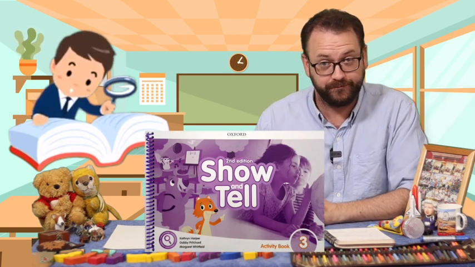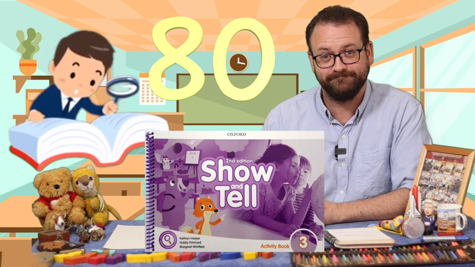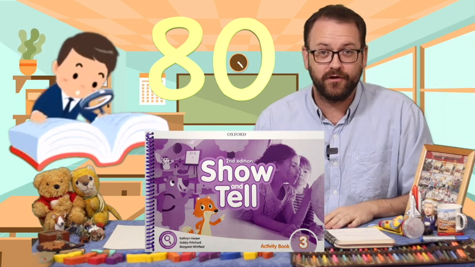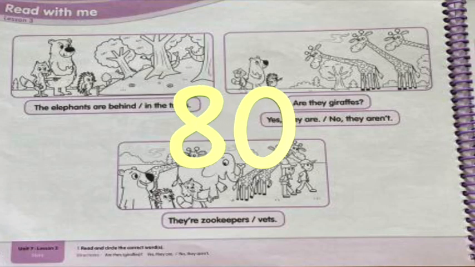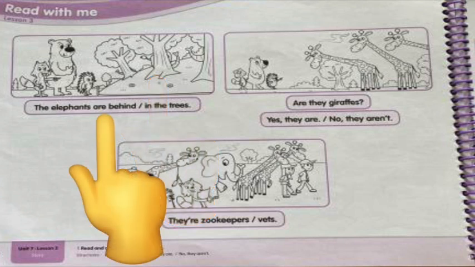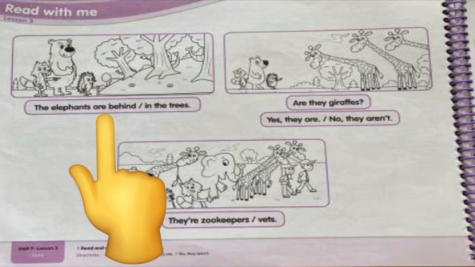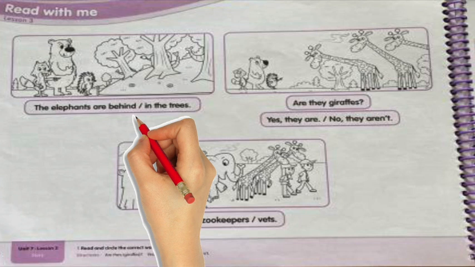Lovely, here we are. Now, today you can get your show and tell activity book. Your show and tell activity book. And we'll have a look at page 80. Page 80. So let's have a look at it together. Okay, everybody, this is page 80. On this page, you can look at the picture and then read the sentence and circle the right word. So this one says, the elephants are behind or in the trees. Circle behind or in for what you think looking at the picture.